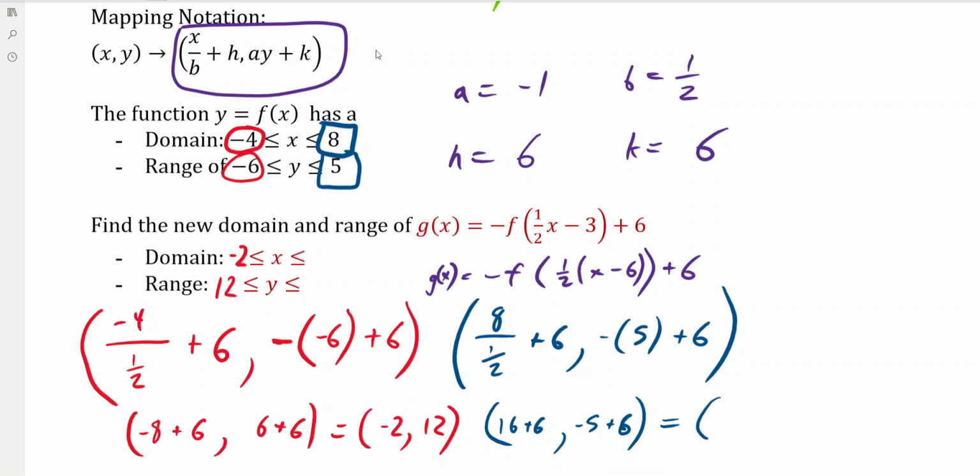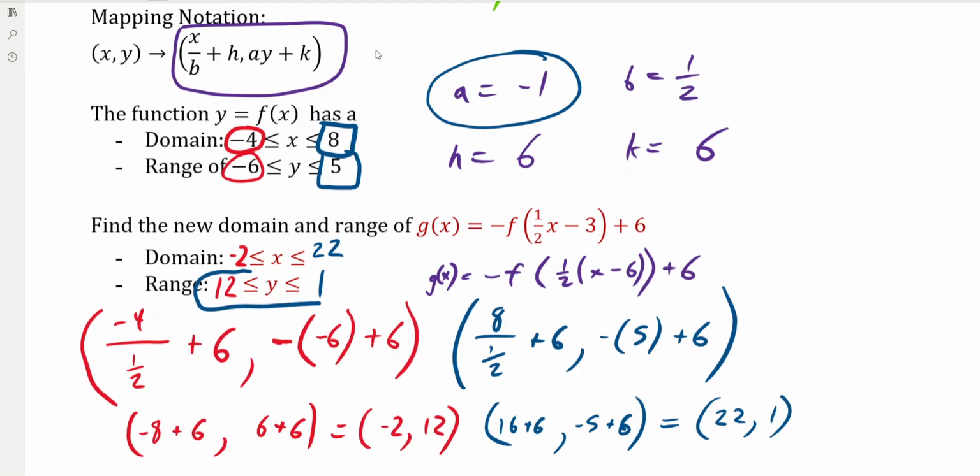So this is 22 and 1. So you'll notice here we do have the max and min, but because of the vertical reflection, the range has flipped. So it's actually going to be 1 to 12. So it's actually been flipped. So notice that this has been flipped.